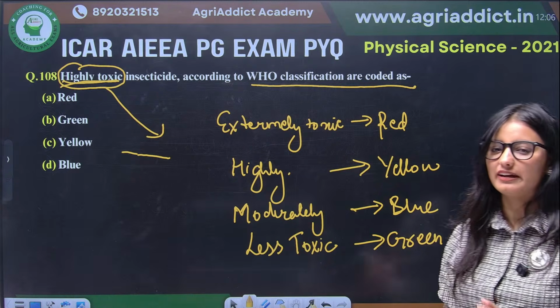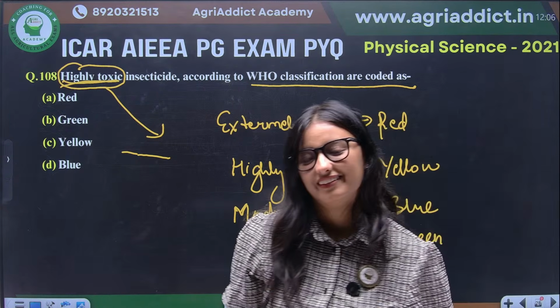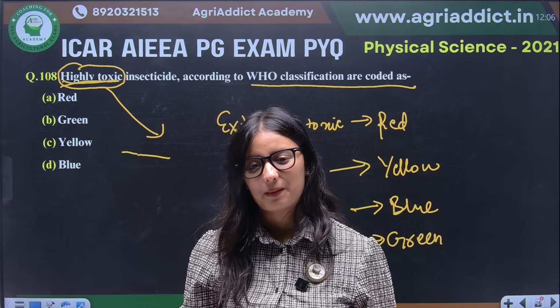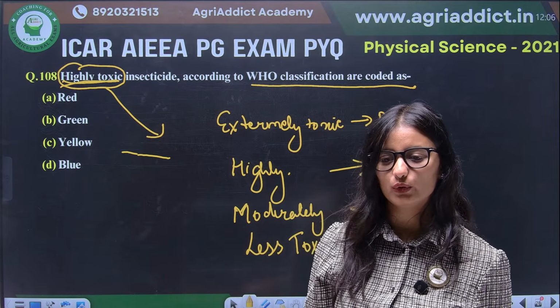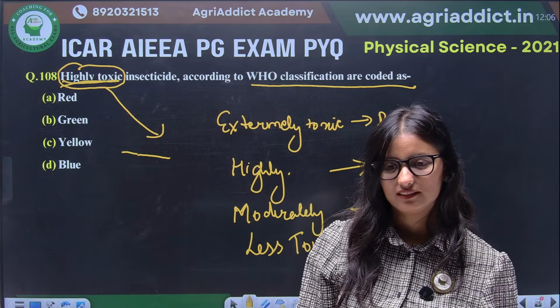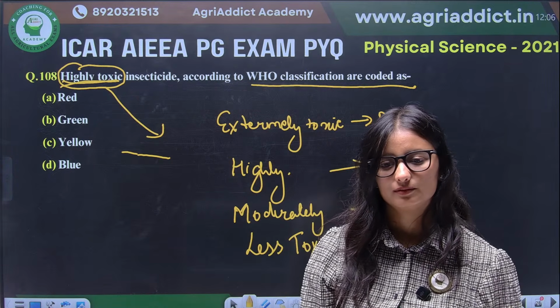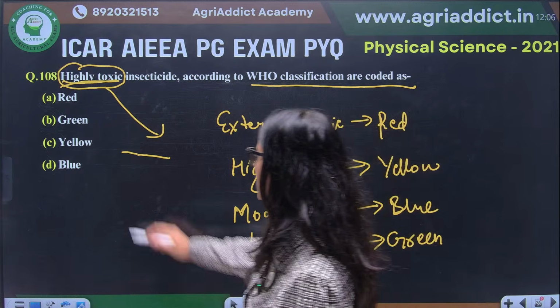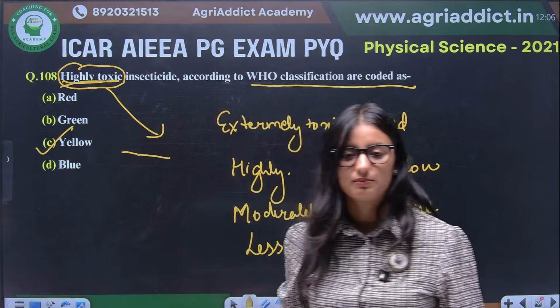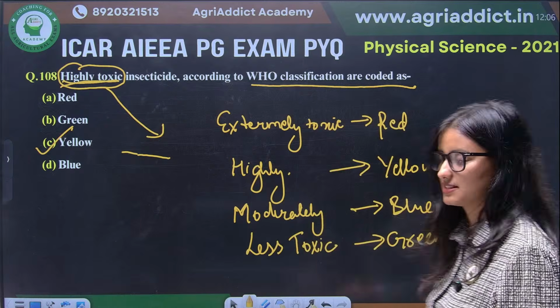Clear है? You are not interacting today. Clear है? All questions are clear to you? Okay. तो यहाँ पे क्या होगा? Yellow. Yellow will be the correct answer. Yes, चलो ये.